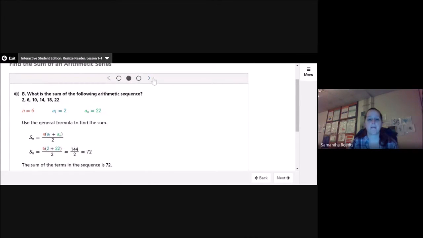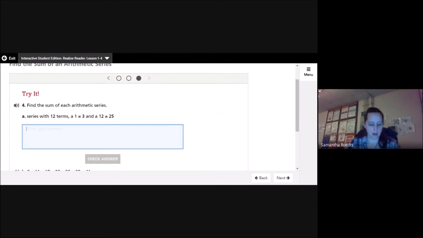All right, so find the sum of each arithmetic series. For the series with 12 terms, a sub 1 equals 3 and a sub 12 equals 25. So S sub n equals 12 times 3 plus 25 divided by 2, equals 12 times 28 divided by 2, which equals 168.